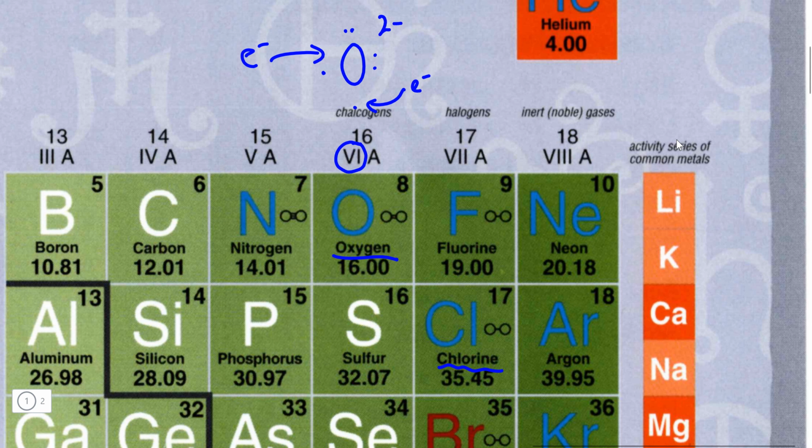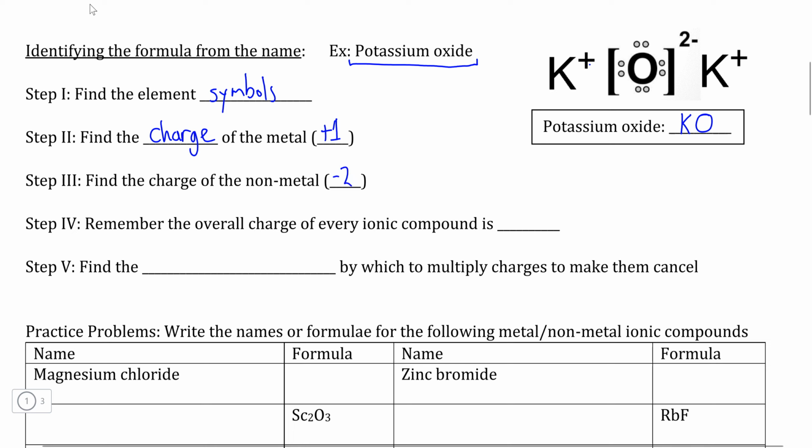So once we've found what the charges of the metal and the non-metal are by looking at the periodic table, identifying what group they're in, identifying the number of valence electrons that each element starts with, and figuring out how many electrons each element needs to lose or gain, we now have all of the information that we need in order to complete our chemical formula.